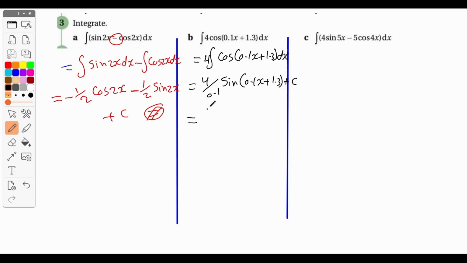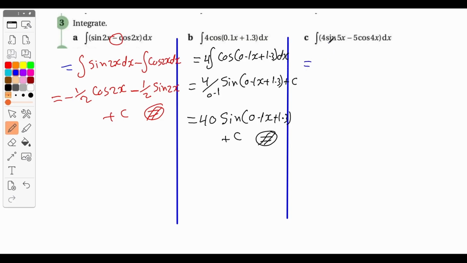Okay, what's the answer of 4 divided by 0.1? If you divide up and down by 10, it will be 40 over 1. So it will be 40 sine 0.1x plus 1.3, then plus c. Okay, this is the answer of this question.